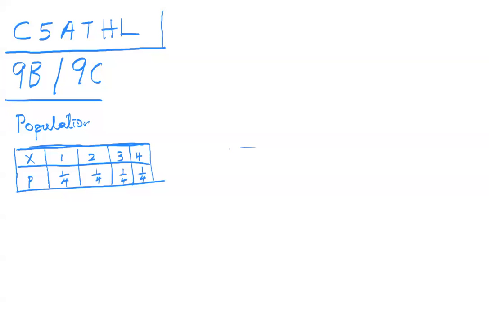So our variable of interest is the number shown by the spinner. X is the number shown on the spinner. Can you please find the population mean and the population standard deviation using your graphic calculator?